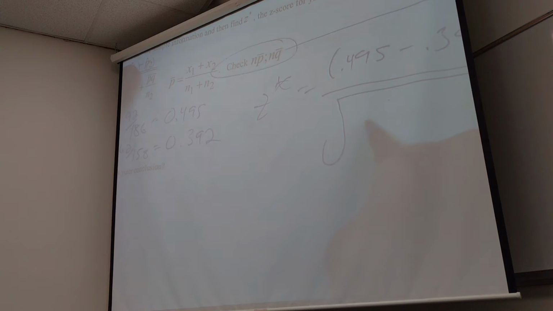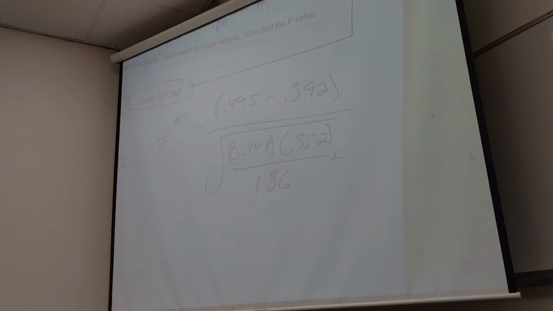And P bar was 0.448 times 0.552 all over... well, no, sorry, what was it, 186 plus 0.448, 0.552 all over 158. All right, so it's P bar, Q bar over each N. They each get a term.